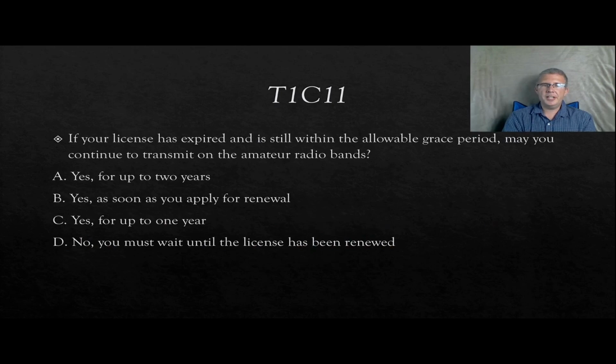Number 11, if your license has expired and is still within the allowable grace period, may you continue to transmit on the amateur radio bands? A, yes, for up to 2 years. B, yes, as soon as you apply for renewal. C, yes, for up to 1 year. Or D, no, you must wait until the license has been renewed. Talked about this a little bit ago. Correct answer is D. No, you must wait until the license has been renewed.